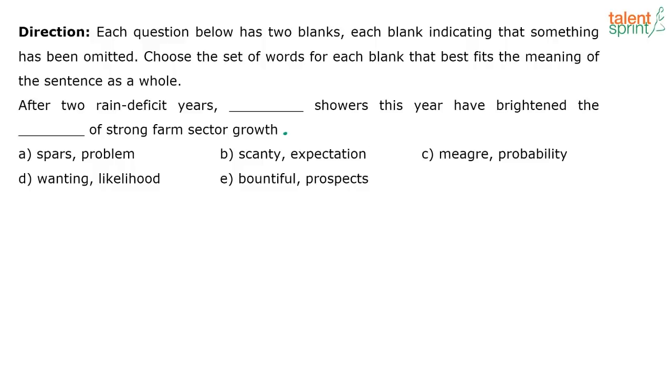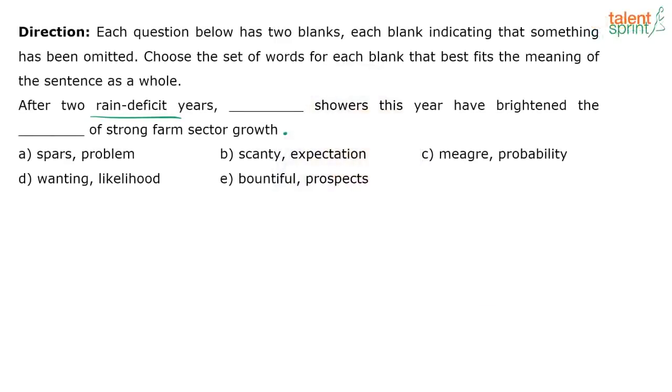Fill in the blanks. Let's read double blanks. After 2 rain deficit years, dash showers this year have brightened the dash of strong farm sector growth. So this is our context. Can you quickly identify clue words? Rain deficit is one clue phrase. Good. There's another clue word also. What's that word? In the same clause 1. I want you to pay attention to the punctuations also.